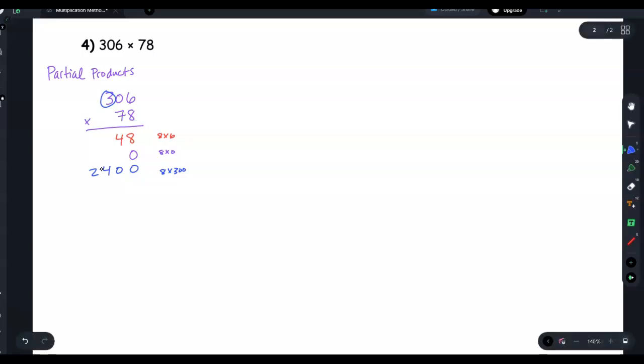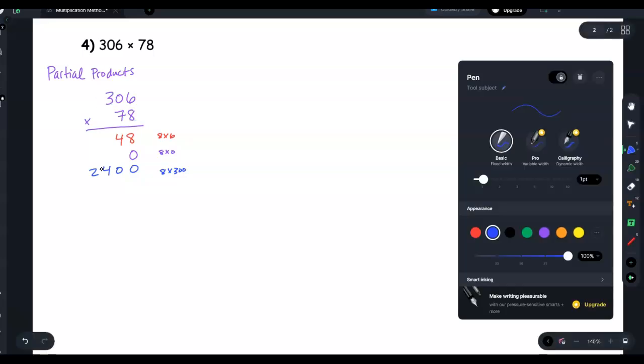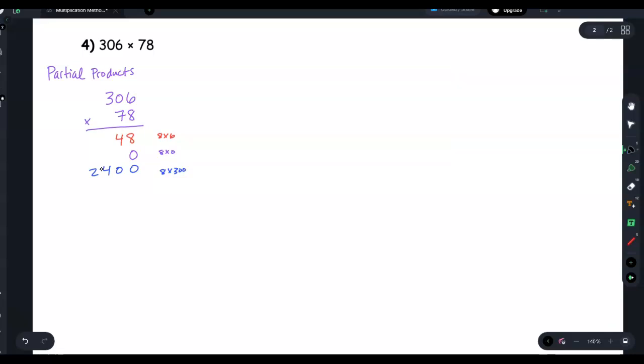And now I'm going to move on to the 7, which is in the tens place, so that's 70. So I'm going to do 70 times 6. So 7 times 6 is 42, so this is going to be 420. And then I'm going to go ahead and do the 7 times 0. You can think of that 0 as being in the tens place, but it's still 0, right? So 70 times 0 is still 0.